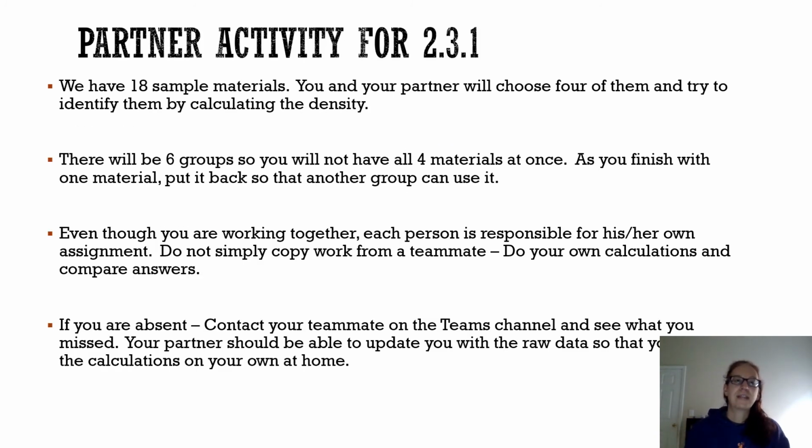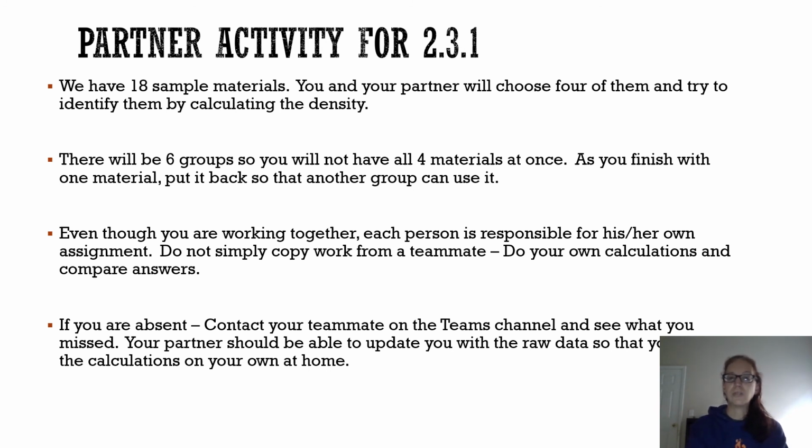Now, partner activity. I ordered them today, but by the time we're ready to do this, we will have 18 sample materials. You and your partner will choose 4 of them, and you will try to identify them by calculating the density. So you're going to calculate the density and then look up densities of different substances on a density table, and you're going to try to figure out what your material is. There will be 6 groups, so you will not have all 4 materials at once.